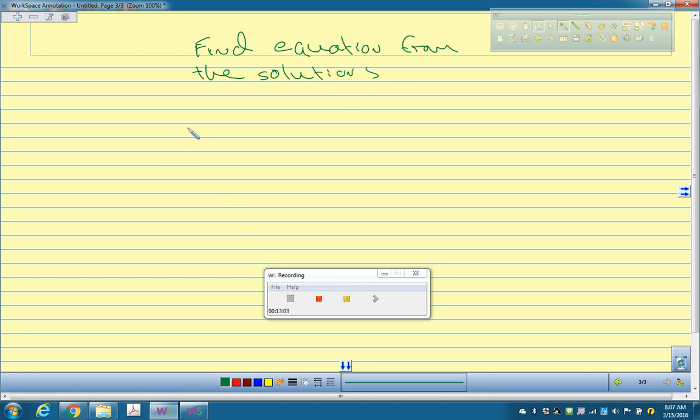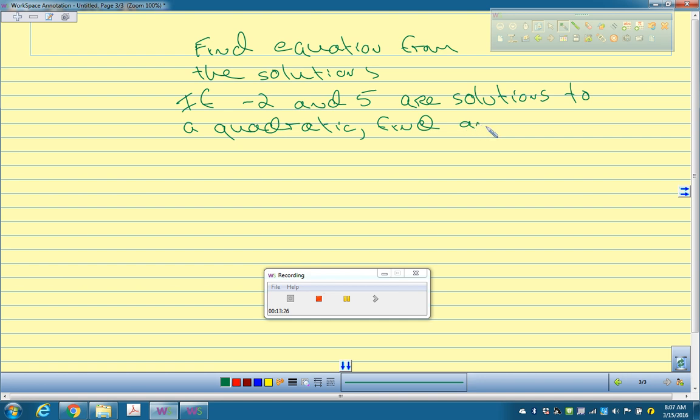So if negative 2 and 5 are solutions to a quadratic equation, find an equation with those solutions. Does anyone know how to do that?